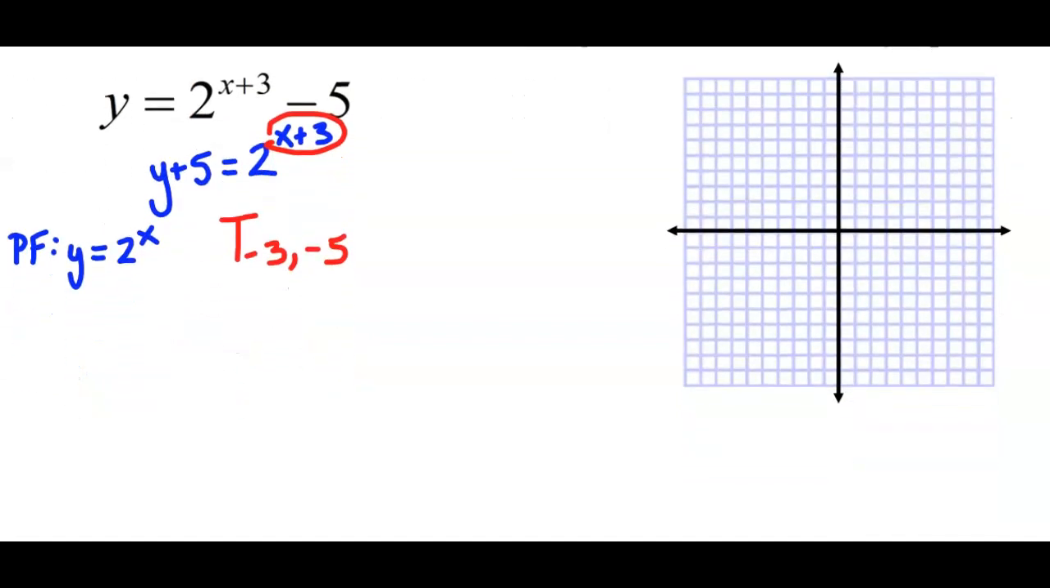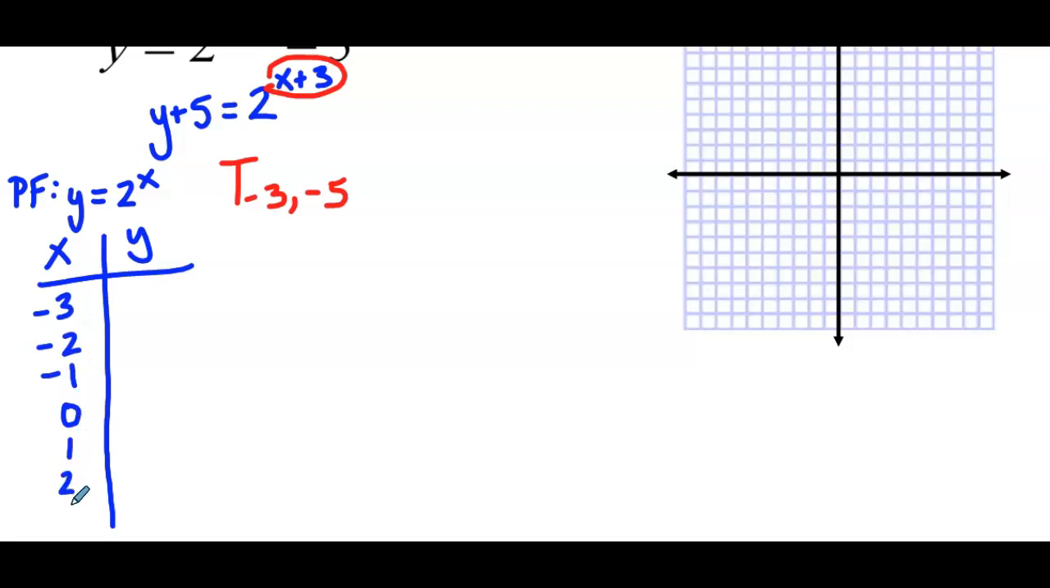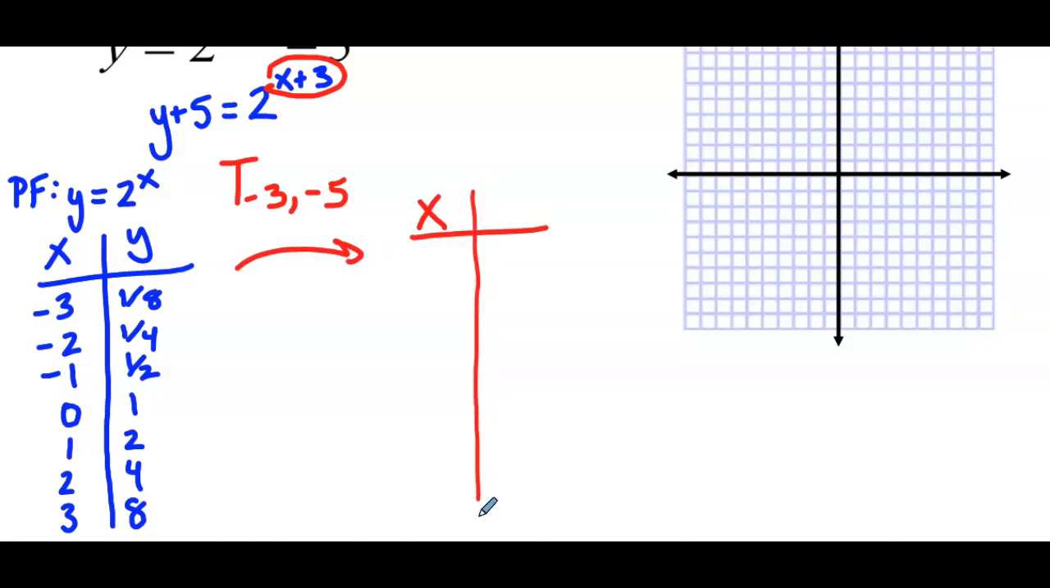So now we need a set of points to graph, but we'll start by creating our table of values for our parent function. So -3, -2, -1, 0, 1, 2, 3. 2 to the 0 is 1, 2 to the first is 2, 2 squared is 4, 2 cubed is 8, 2 to the negative first is 1/2, 2 to the negative second is 1/4, 2 to the negative third is 1/8. Now we're going to use that translation to get our new set of points.